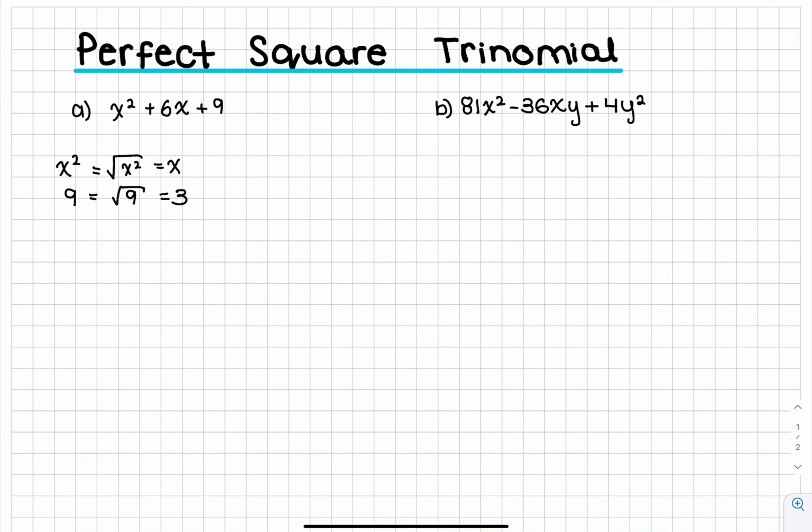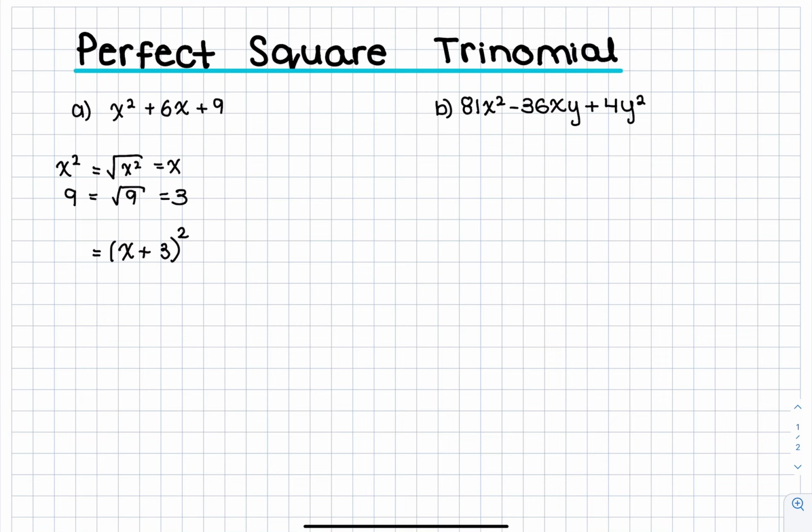So, to put these in brackets, we're going to take the square root of the very first one, which is right here, which is our x squared, gives us x. The square root of the last term, which is 9, gives us 3. And then we need a sign in the middle, and that positive or negative is going to come from right here. In this case, it is positive, so we're going to put a positive here, and then it gets squared.